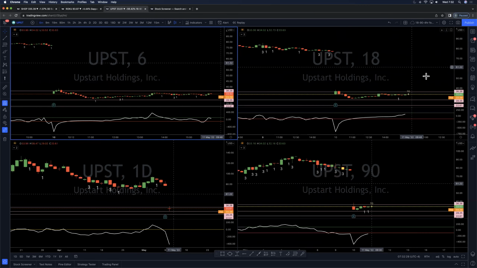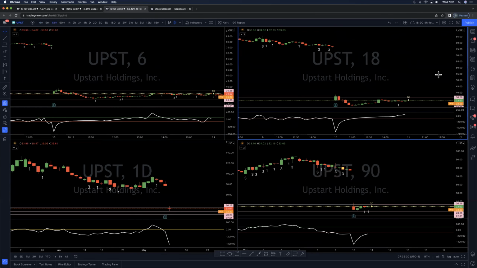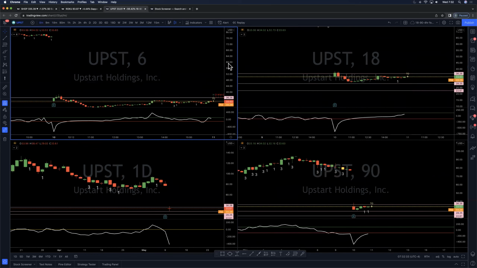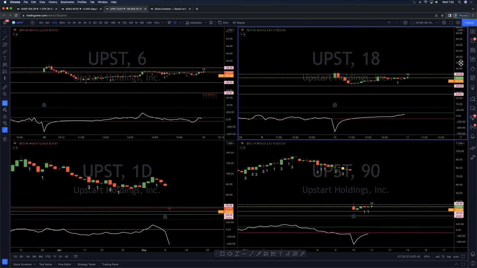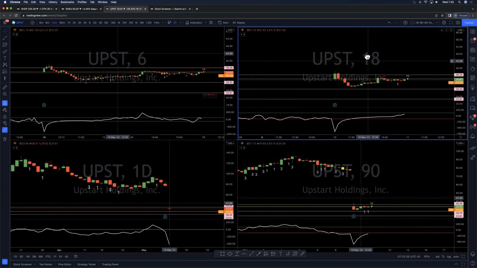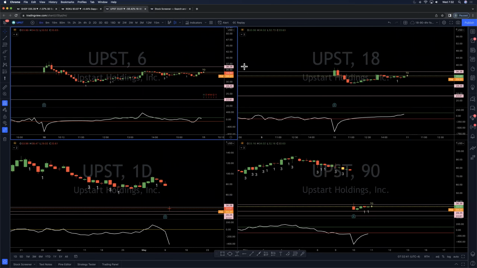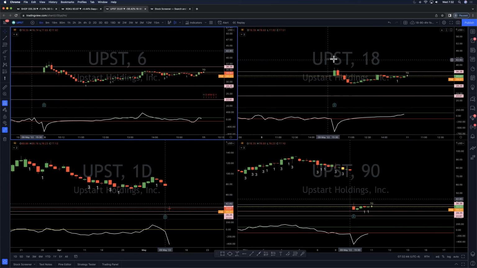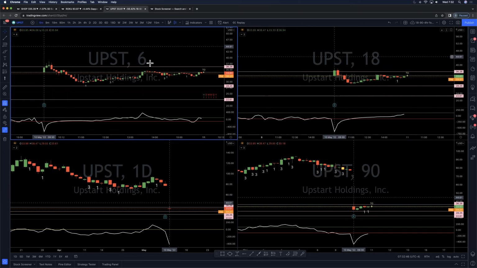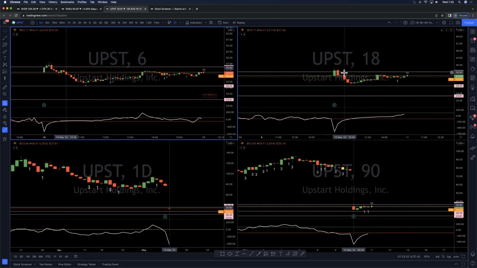This was another gapper, and you can see how this traded. I did not trade Upstart at all. Huge gap down. This was just a mess. But you can see in the first 18 minutes, it gapped down, came up, and then right back inside this range that we had drawn.